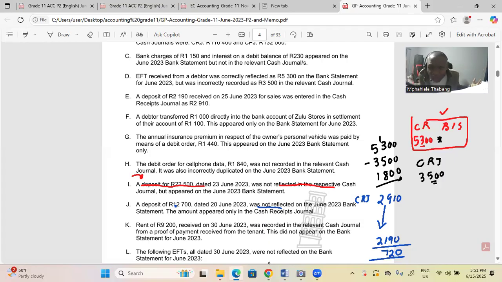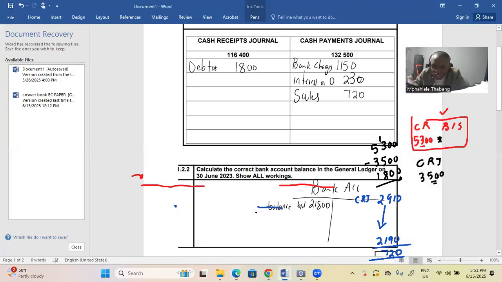But they are saying it's not appearing in the CRJ. What must we do? We are the future accountants. We need to update the CRJ because it is missing 1,000 which we have received from a debtor. So we are going to go to the CRJ, 1,000, and update our CRJ. 1,000. We received it from a debtor. So I'm updating my cash receipt journal.